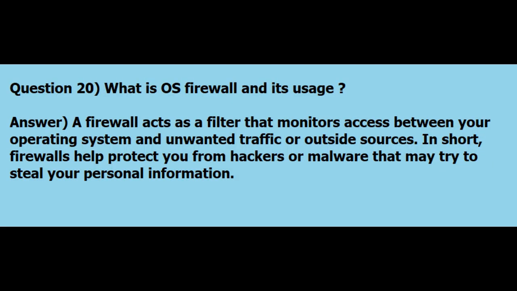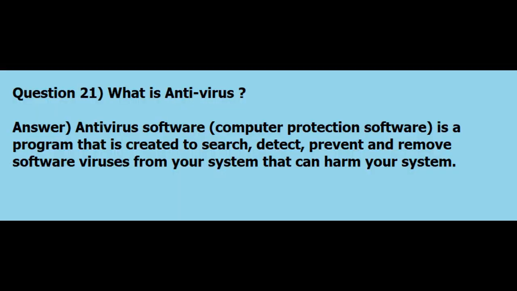Question 20. What is OS firewall and its usage? Answer. A firewall acts as a filter that monitors access between your operating system and unwanted traffic or outside sources. In short, firewalls help protect you from hackers or malware that may try to steal your personal information. Question 21. What is antivirus? Answer. Antivirus software, computer protection software, is a program that is created to search, detect, prevent and remove software viruses from your system that can harm your system.